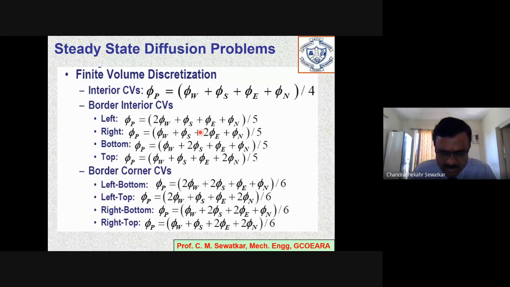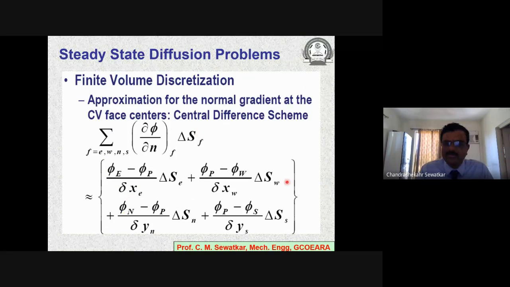We can anyway equate this equation with that of 0. All the geometrical parameters are known to us. Phi e, phi w, phi n, and phi s can be known to us from the initial guess. We can make a certain guess for phi, and then the only unknown left in the equation is phi p, and we can determine that phi.